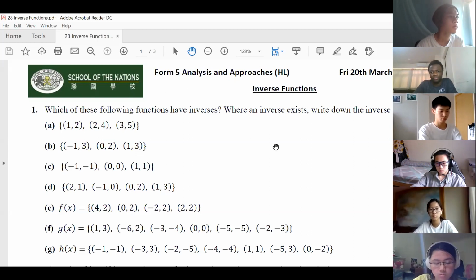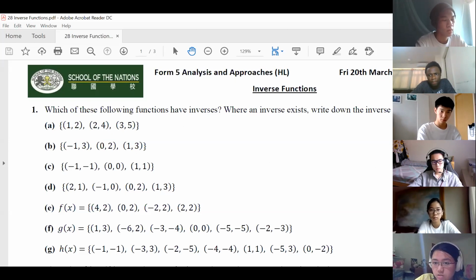Can you hear me? If you haven't attempted it, please feel free to say so. Wi-Fi is a bit slow. Wait, let me try and change the Wi-Fi. Does it have an inverse? I haven't done it yet. You haven't done it yet.